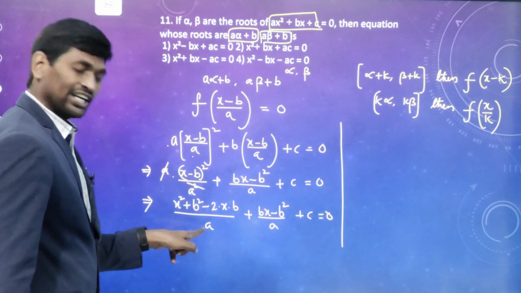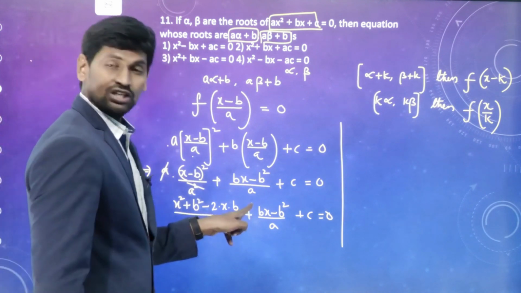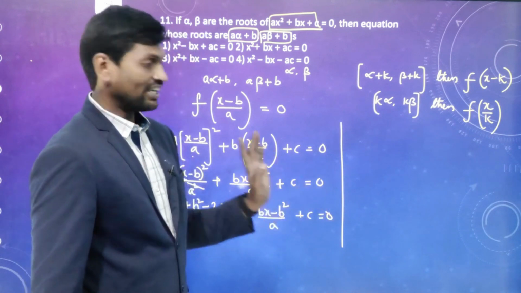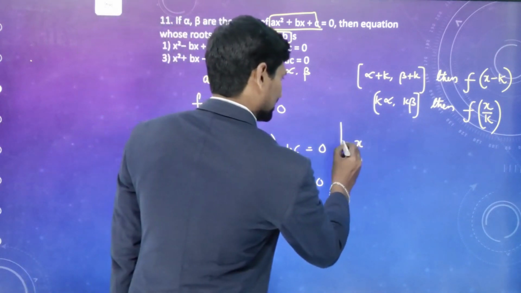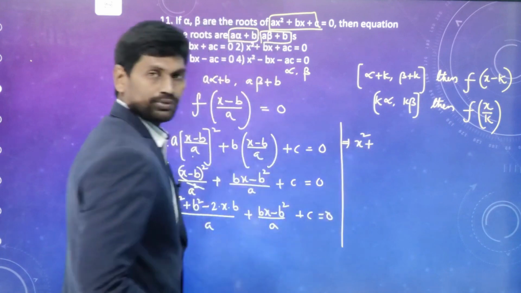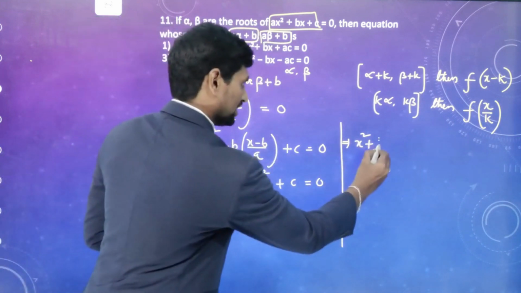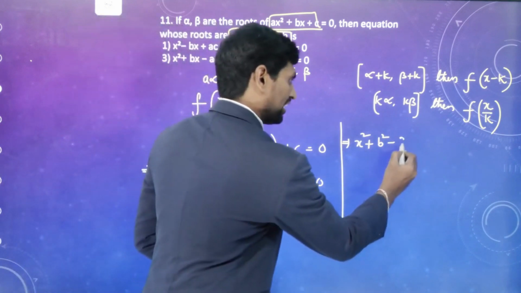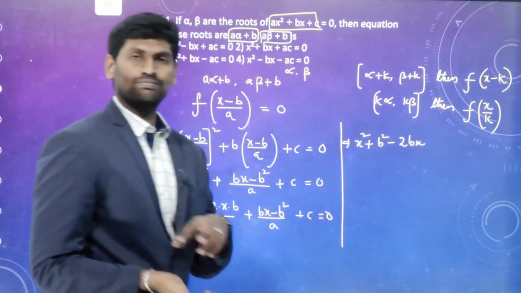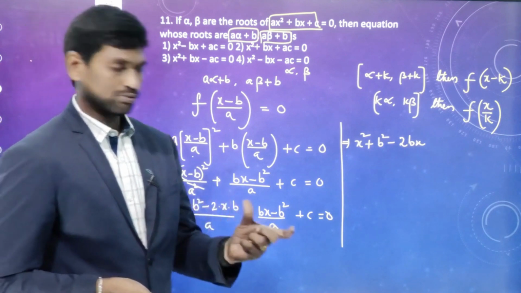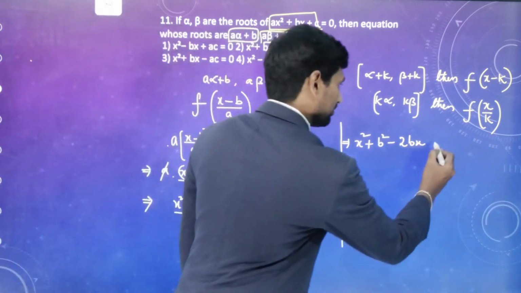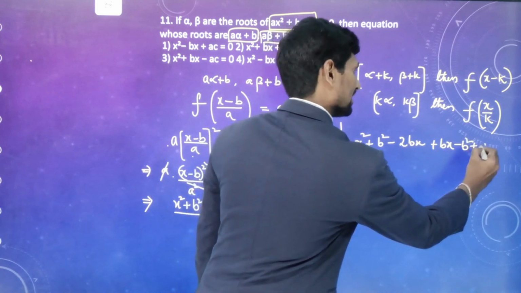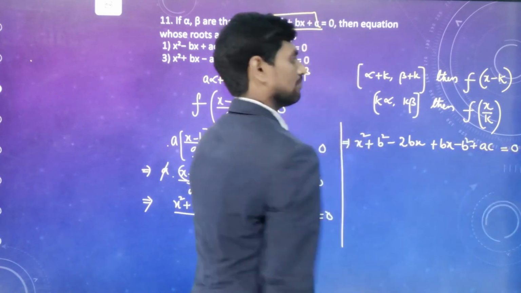Now here numerator a, denominator a cancel. Second term also numerator a, denominator a cancel. Third term, a into c becomes ac. So simply this equation will be x square plus b square minus 2xb. I can write 2 into bx. xb or bx both are the same according to the commutative property. Now this one plus bx minus b square plus ac equals 0.